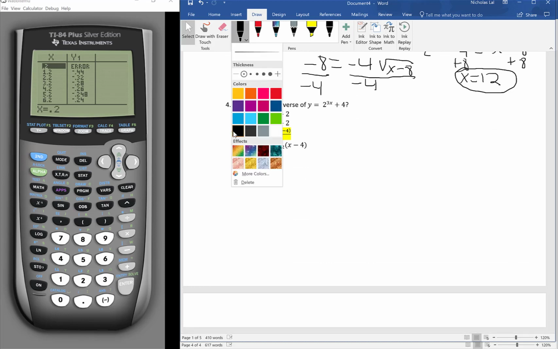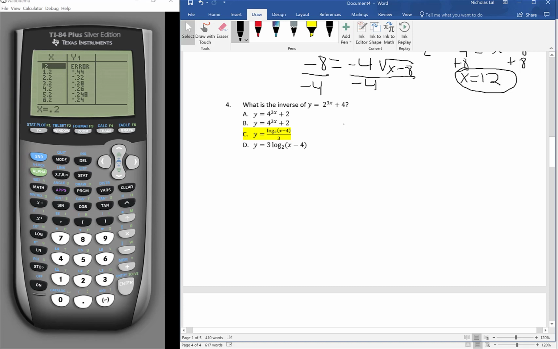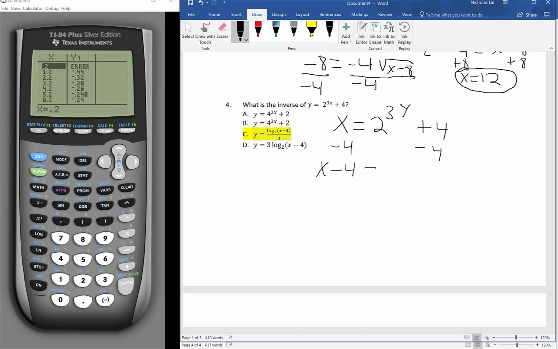What is the inverse of y is equal to 2 to the 3x power plus 4? So we need to find the inverse. Y is equal to 2 to the 3x plus 4. X is equal to 2 to the 3y plus 4. And we need to isolate y. So let's start getting the y term by itself. Subtract 4. First, focus on addition. X minus 4 equals 2 to the 3y. And we need to get our variable out of the exponent. So we're going to have to convert this exponential function to a logarithm.